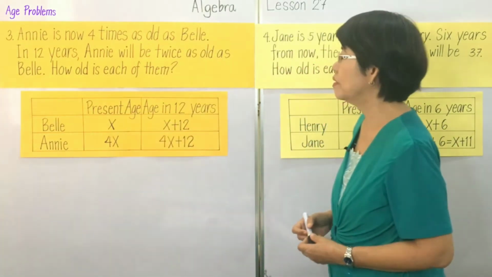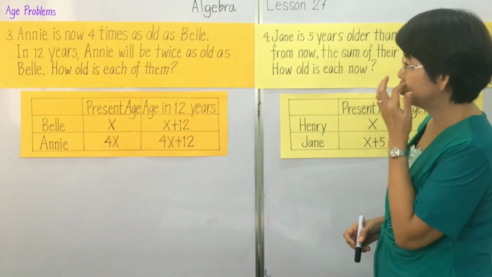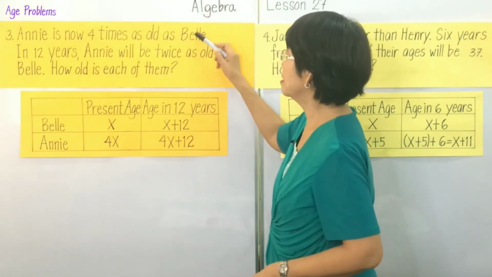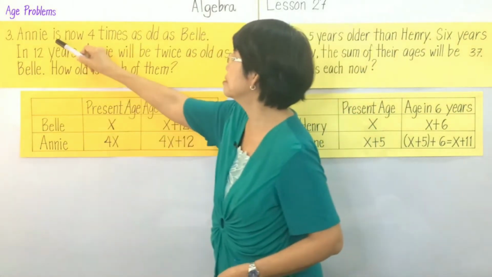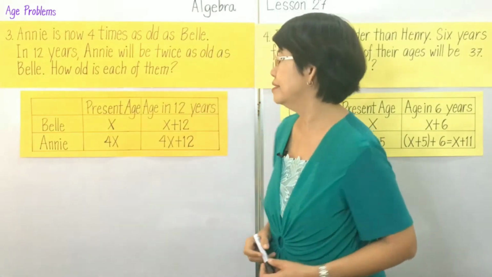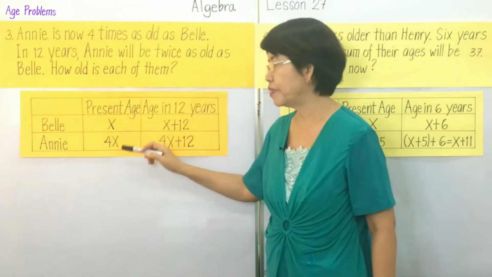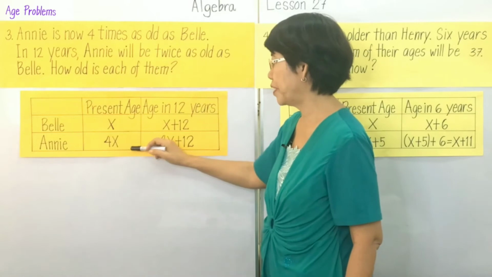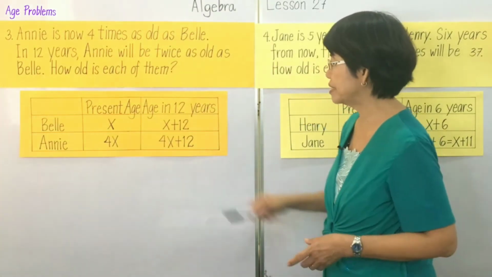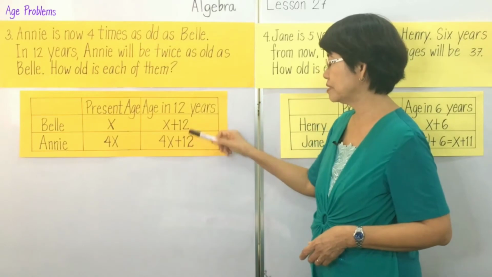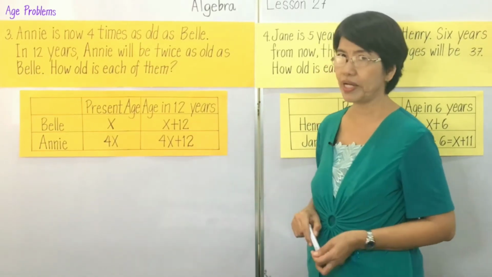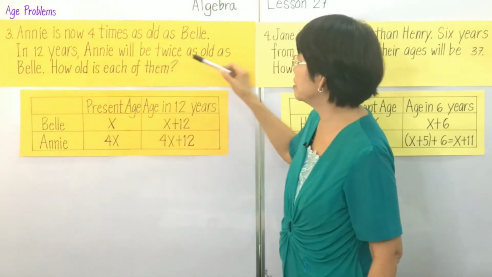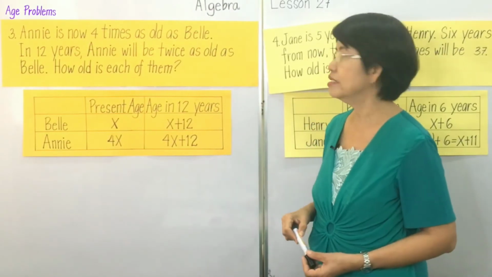So on the table, we represent the age of Belle as X because Belle is the point of comparison, and Annie's age is being compared to the age of Belle. So we let X be the age of Belle, and Annie's age is 4 times the age of Belle, so 4x. In 12 years, we will just add 12 years, or x plus 12, and 4x plus 12. Thus, it says Annie will be twice as old as Belle in 12 years.